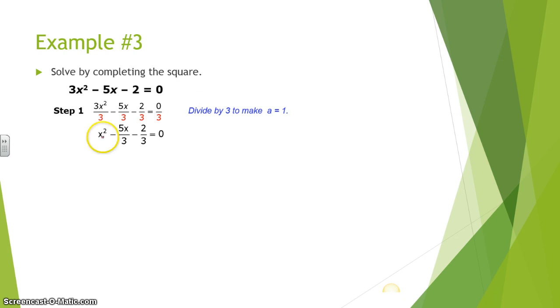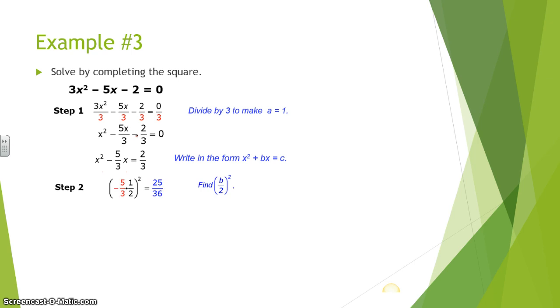So what they have here now is x squared minus 5/3 x minus 2/3 equals 0. And then we're going to write it in the x squared plus bx plus c form. So what they did is they added 2/3 to each side. So what you're left with now is x squared minus 5/3 x equals, on the right side, 2/3.